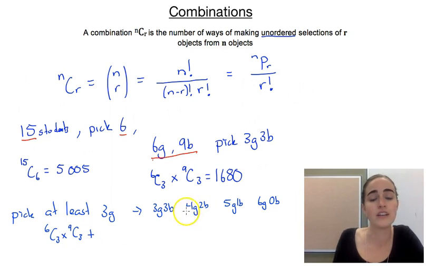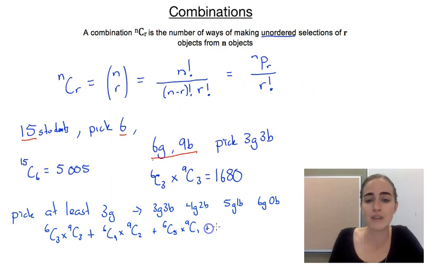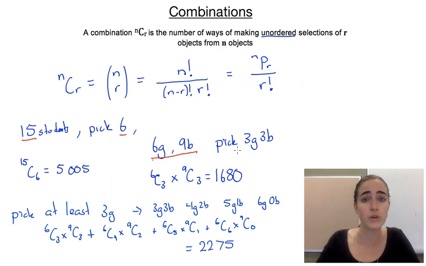Then we add on this one: 6 girls, choosing 4 of them, multiplied by 9 boys, choosing 2. Then we add on 6 girls choosing 5 of them, times 9 boys choosing 1. Then add on 6 girls choosing all 6 of them, times 9 boys choosing none of them. If we pop all of that in our calculator, we'll have 2,275 possible different groups of 6 students that include at least 3 girls. So that's having a look at combinations.